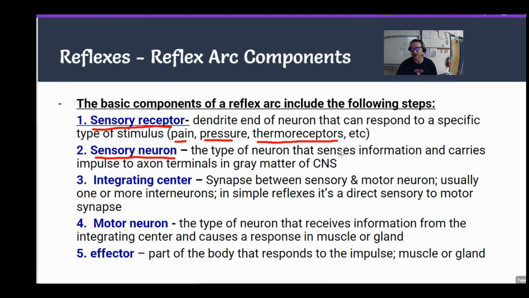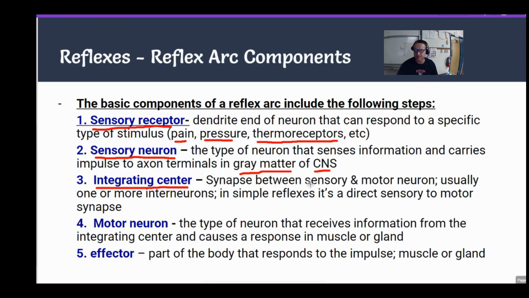That's the type of neuron that senses information and it's going to carry that impulse, that action potential, to the axon terminals in gray matter. Oh, I should have said that on the previous slide. Maybe I'll go back to it. Of the CNS. So the sensory neuron is going to fire an action potential. It's going to carry the information to your spinal cord. From there, it's going to connect with an interneuron inside your spinal cord. That's the integrating center.